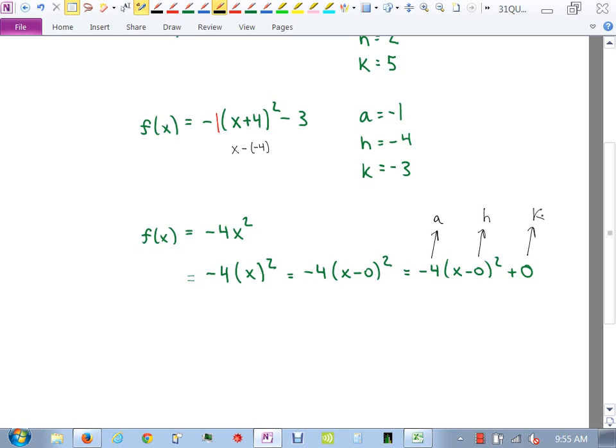So a here would be -4. h would be 0, and k would be 0. So that is a quadratic function written in standard form. What I'm trying to get you to see is that you might be saying, oh, I always have to have something in parentheses squared to be in standard form, but this is one where it didn't quite look like it, but if we massaged it enough, then it can look like that.